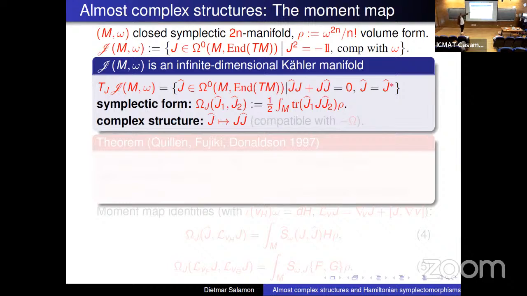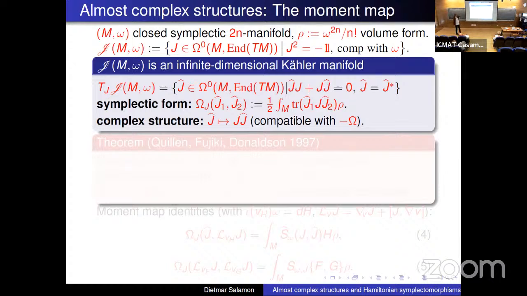So if you take two infinitesimal almost complex structures, J1 hat and J2 hat, then you take the trace of the product J1 hat J J2 hat, and integrate that over M against our volume form. That formula gives you a symplectic form, essentially the standard symplectic form on the fibers, integrated over our manifold. And the complex structure is just multiplying J hat with J. That preserves the self-adjoint condition and the complex antilinearity condition. The only thing is that with these choices of signs, this standard complex structure will be compatible with minus the symplectic form on the previous line.